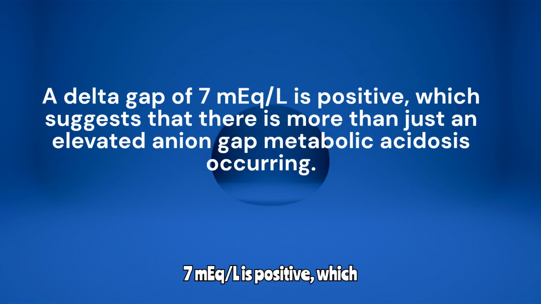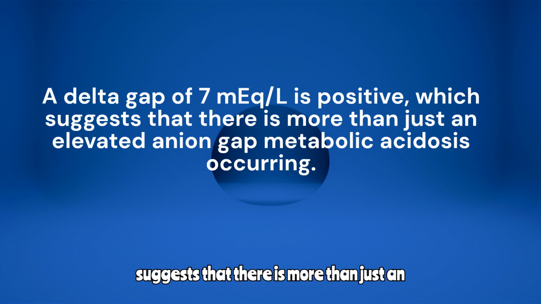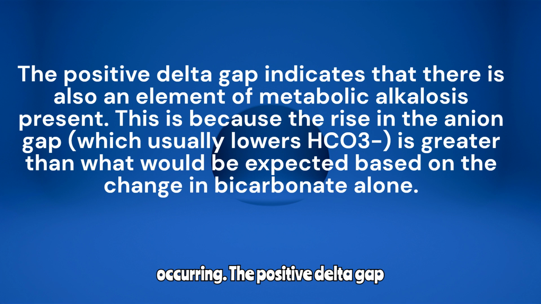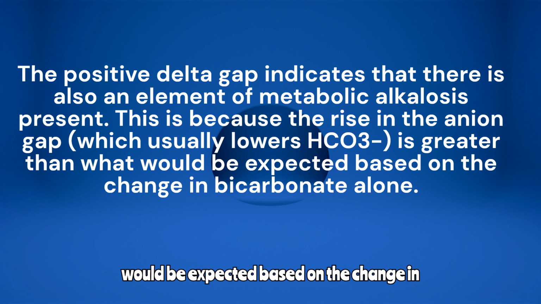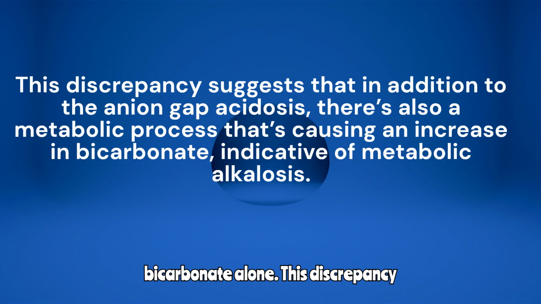A delta gap of 7 milliequivalent/L is positive, which suggests that there is more than just an elevated anion gap metabolic acidosis occurring. The positive delta gap indicates that there is also an element of metabolic alkalosis present. This is because the rise in the anion gap, which usually lowers HCO3, is greater than what would be expected based on the change in bicarbonate alone. This discrepancy suggests that in addition to the anion gap acidosis, there's also a metabolic process that's causing an increase in bicarbonate, indicative of metabolic alkalosis.